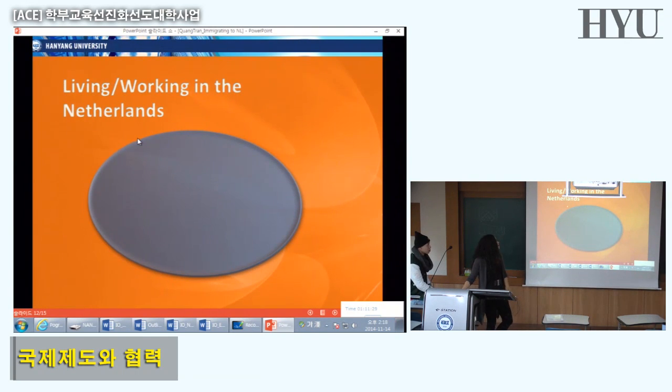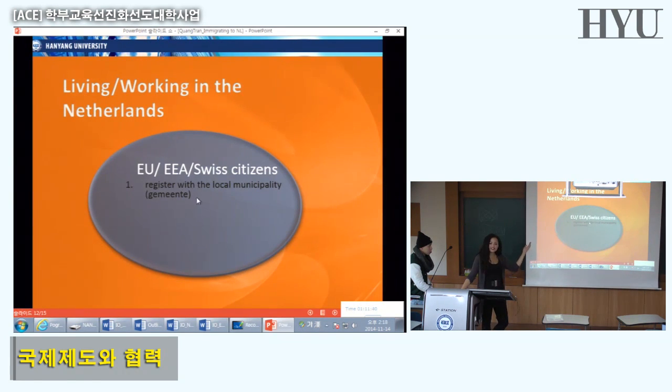So, living and working in the Netherlands. As I already said, Europeans and Swiss, what we have to do is register with the local municipality, the gemeente, which is the city hall. There you get a burgerservicenummer, a BSN. That's like your social security number, exactly. You get that, and without that you can't do anything. Then you get a Dutch healthcare insurance if you work in the Netherlands.